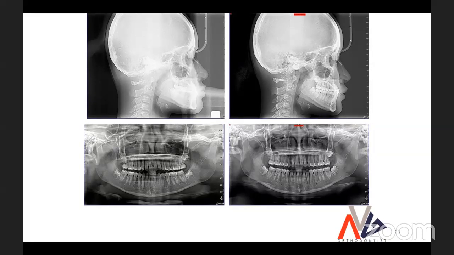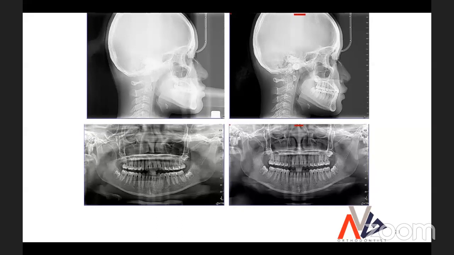So he's asking that can we use this as a differential diagnostic factor between pseudo and true class 3? Yes, you can. Of course, you can. A true class 3 almost always never has proclined lower incisors or retroclined upper incisors. It's almost always the other way around. And also, you will never find vertical defects, especially when it comes to pseudo class 3s, early pseudo class 3s.